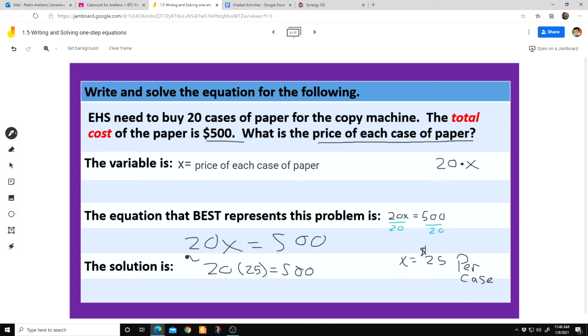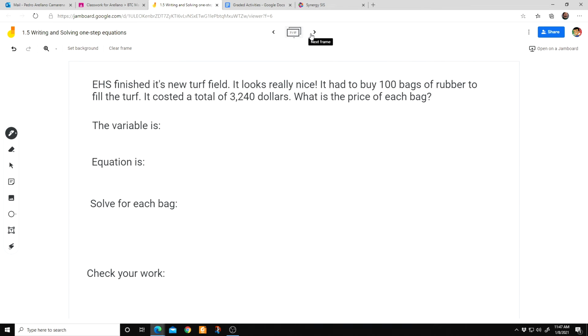And this is helpful because if I was to now ask you, after you solve this out, how much would it cost to get four cases of paper? Well, we know each one is 25, so then we can do 4 times 25. As long as we figured out what that number was, we can now ask you a variety of questions. So that's a little bit of writing and solving one-step equations. So let's go ahead. You can finish up this one right here. That's a very good one for you to try out.